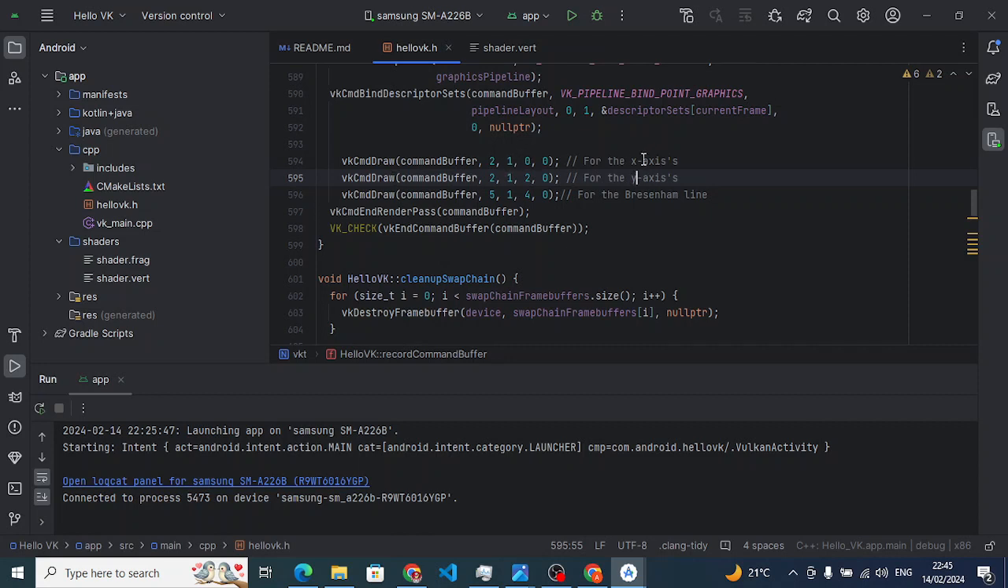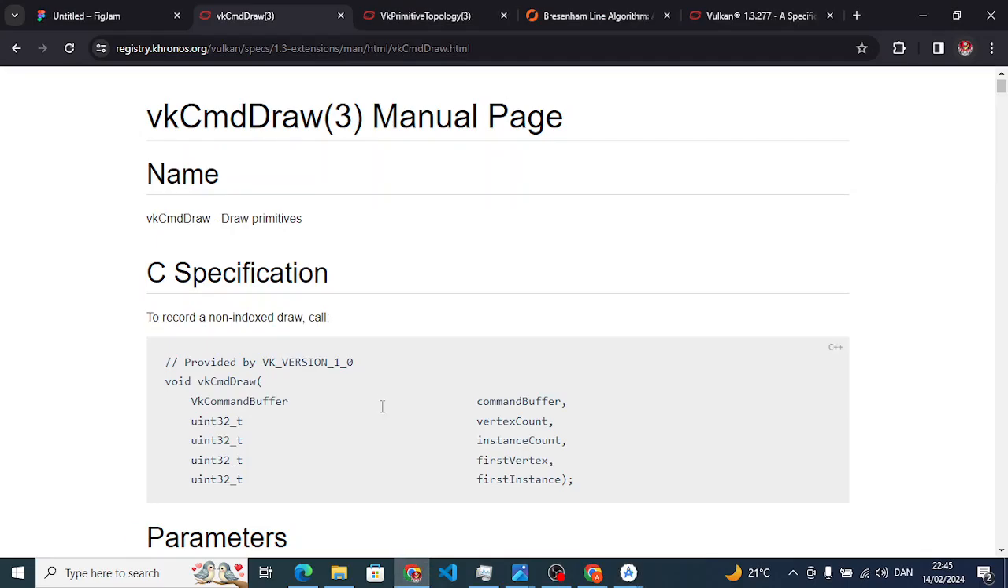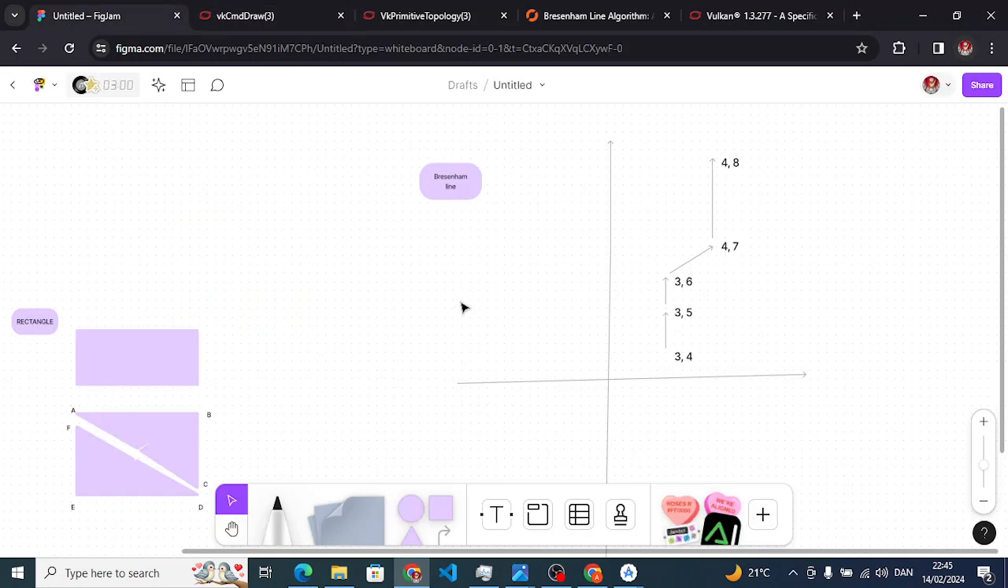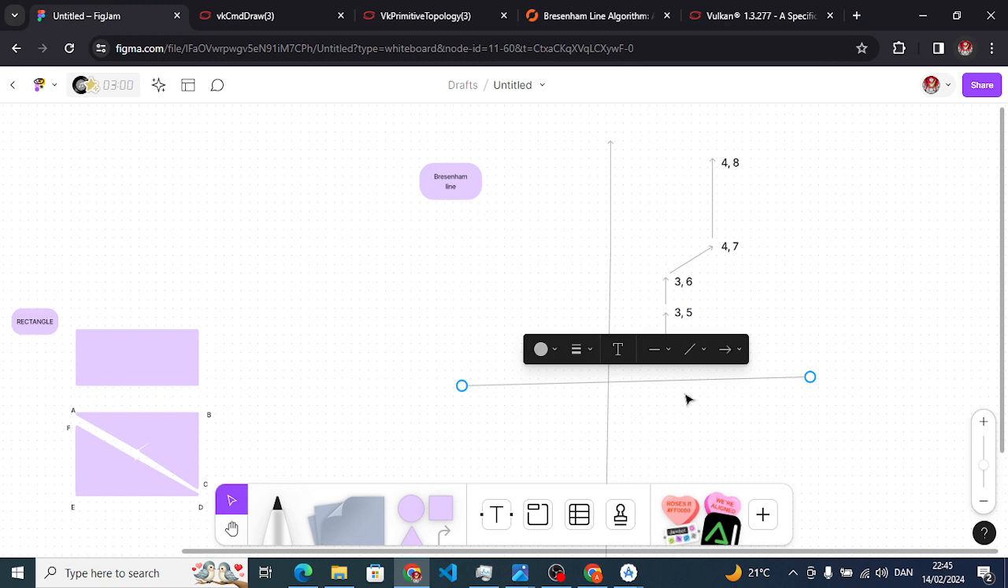This one is usually for the x-axis. So we are going to start from here to here, then from the origin to positive 1 on the right side of the x-axis.